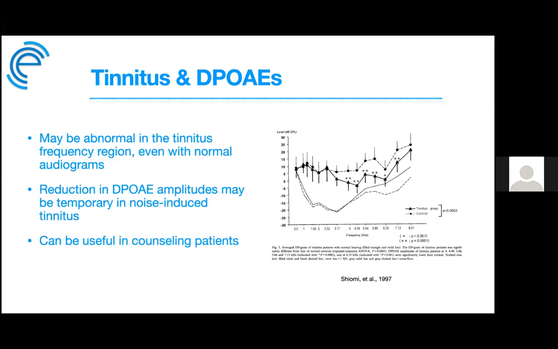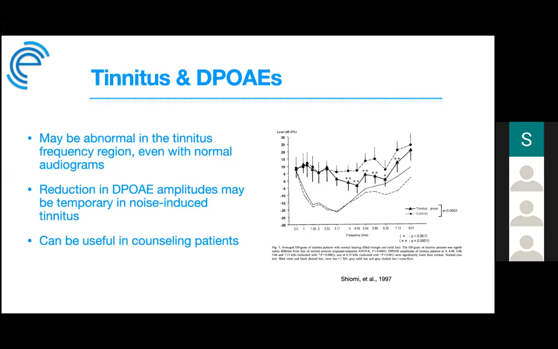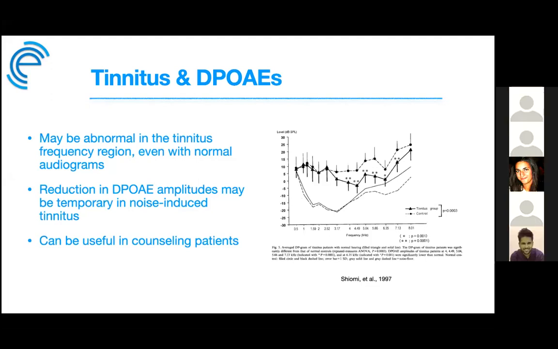So OAE abnormalities are a common and almost invariable finding in people with debilitating tinnitus. There are various studies on this, done by Sanchez in 1995, Hall in 2000, and Shiomi in 1997. These are just some of the early and really prominent studies, but there are a lot of studies nowadays too.